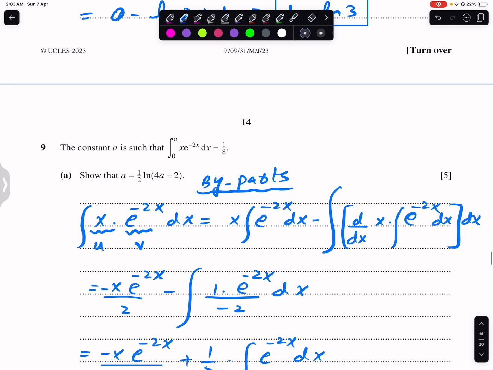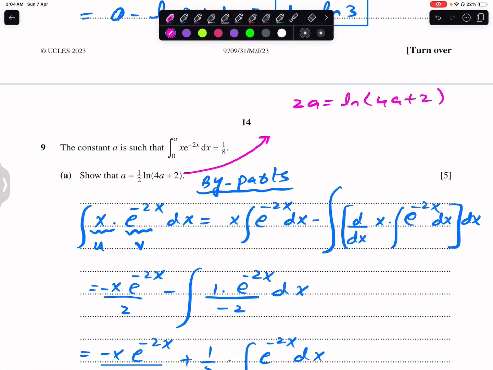So if you look at the required expression, it's a recommendation that let's do a little bit of work on the required expression. So let's say multiply 2 on the other side, so this will become 2a is equal to natural log of 4a plus 2.